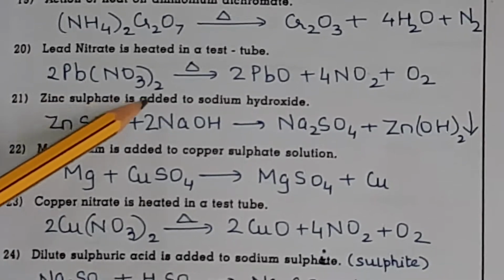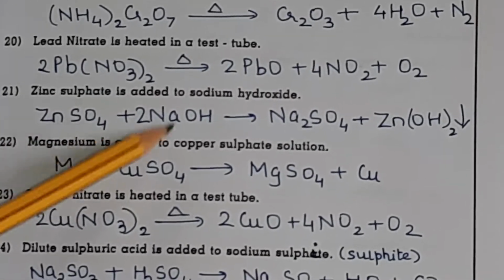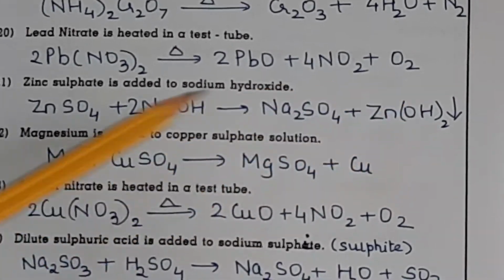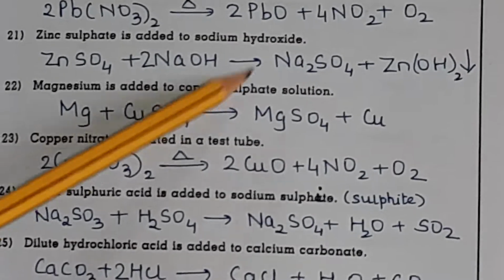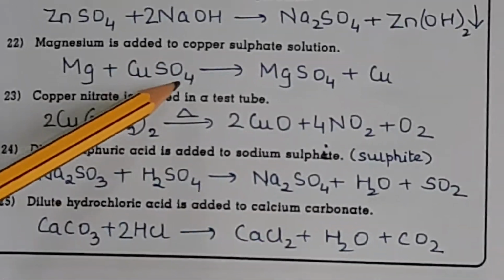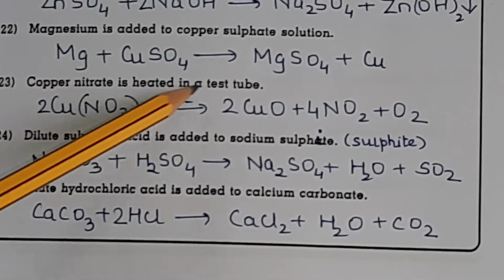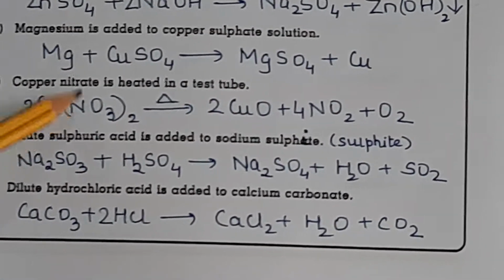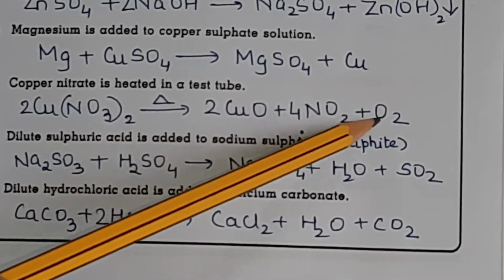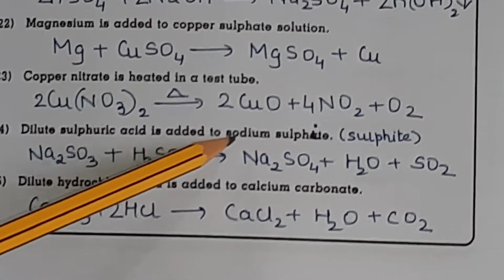Next is zinc sulfate is added to sodium hydroxide. So ZnSO4 plus 2NaOH will give you Na2SO4 plus Zn(OH)2. Magnesium is added to copper sulfate. So these are our displacement reactions. Mg plus CuSO4 will give you MgSO4 plus Cu. Copper nitrate is heated in a test tube. 2Cu(NO3)2 on heating will give you 2CuO plus 4NO2 plus O2. Then dilute sulfuric acid is added to sodium sulfite.